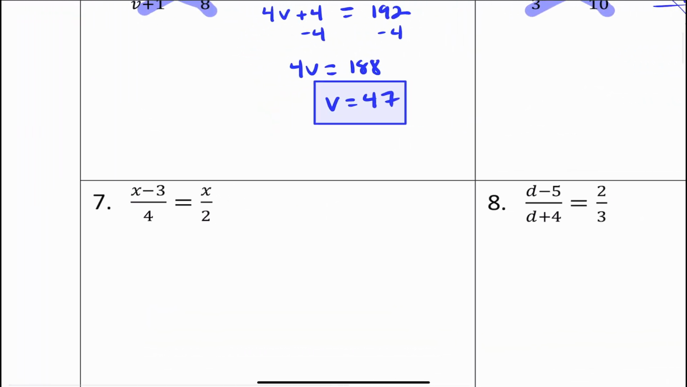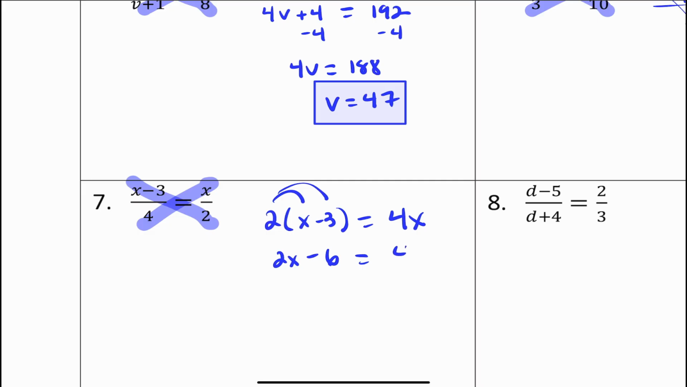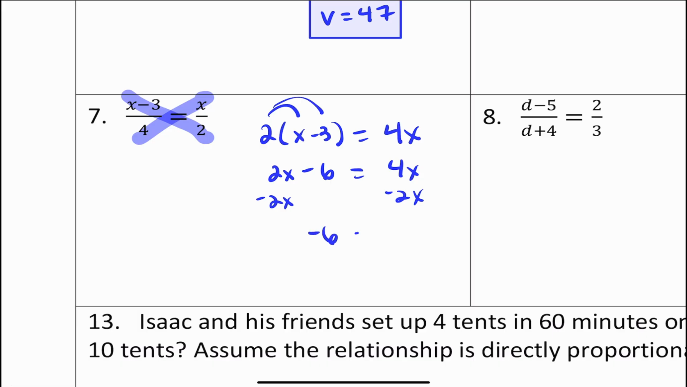Okay, this one's a little easy. So 2 times the quantity of x minus 3 equals 4 times x. So distribute, 2x minus 6 equals 4x. Let's go ahead and get the variable to the other side. So negative 6 is equal to 4x minus 2x is 2x. And once I divide both sides by 2, x is equal to negative 3.